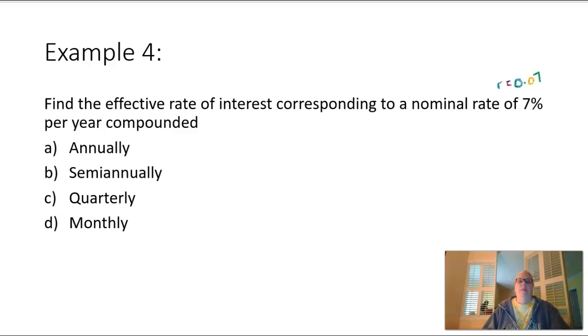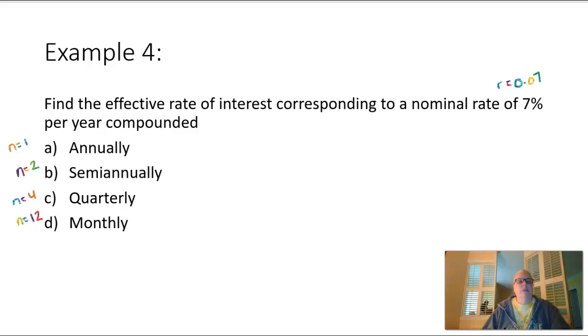And it's going to be compounded these 4 different ways. So annually means n is going to be equal to 1. Semi-annually means it's going to be equal to 2. Quarterly, we said a minute ago, was going to be equal to 4. And then monthly, we said, was going to be 12.